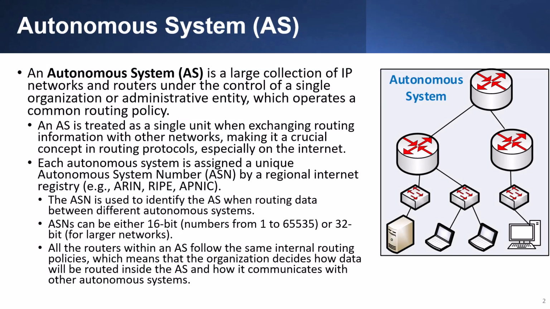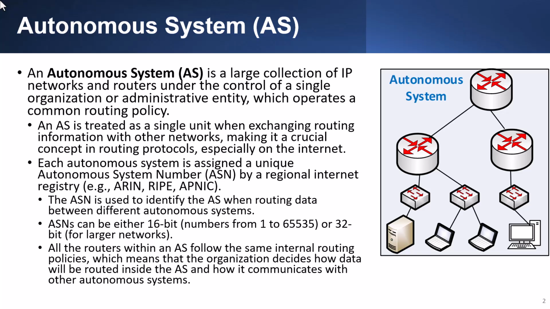An autonomous system, or AS, is a large collection of IP networks and routers under the control of a single organization or administrative entity which operates a common routing policy. An AS is treated as a single unit when exchanging routing information with other networks, making it a crucial concept in routing protocols, especially on the internet.